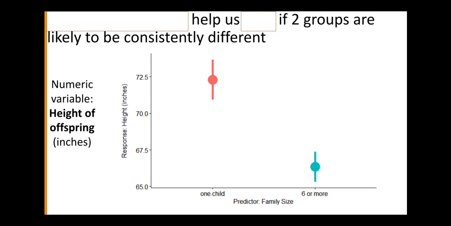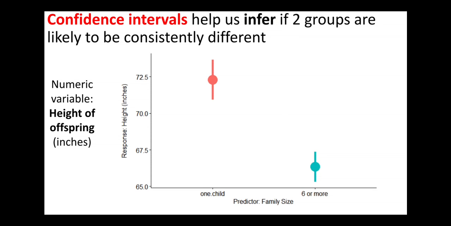Looking forward to the next video in this series. When you look at confidence intervals, they can help you infer if the two groups, or however many groups you're looking at, are likely to be consistently different, if there is likely to be a biological difference between the groups you're investigating.